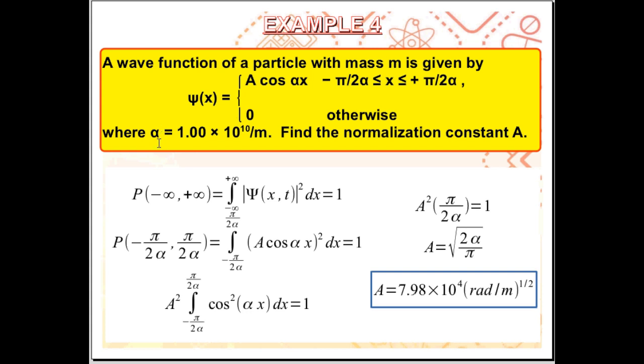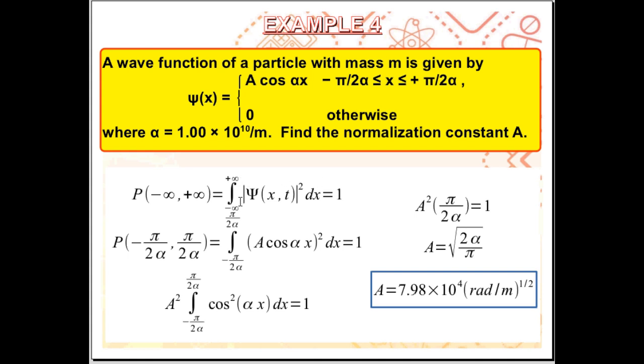Alpha is 1 times 10 to the 10th power per meter. Find the normalization constant A. So find capital A. The probability of finding the particle when you look anywhere from negative infinity to positive infinity is of course 1, as we have repeatedly mentioned before.